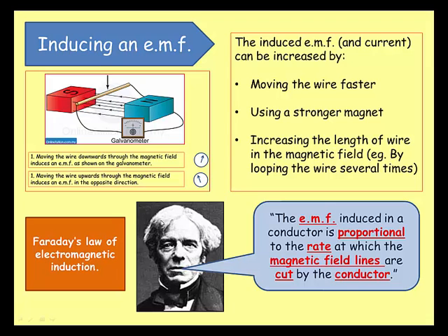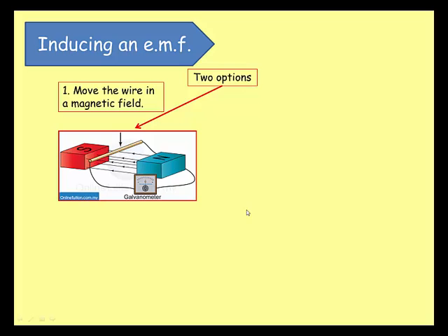Now, this was first developed by this guy here called Michael Faraday, and Michael Faraday came up with Faraday's law of electromagnetic induction, and he stated this: the EMF, which you now know what it stands for, induced in a conductor by the wire, is proportional to the rate at which the magnetic field lines are cut by the conductor. So the quicker you cut the field lines by the conductor, the bigger the EMF that is produced. Wow.